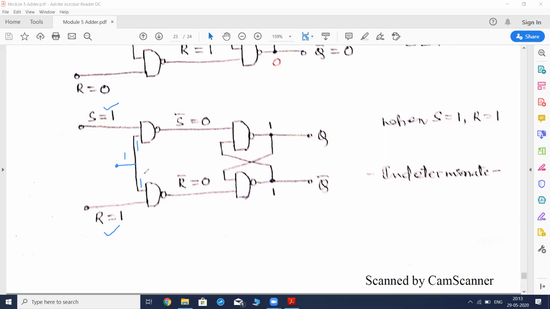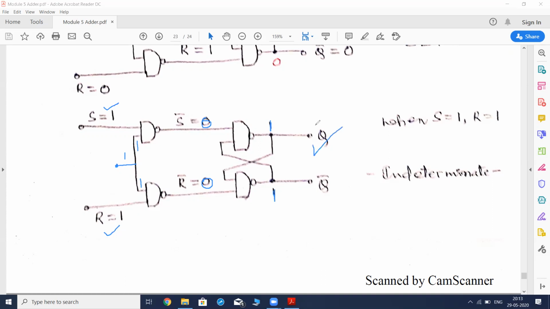So all inputs are ones over here now, right? So when all the inputs are ones, obviously it is here also 0 and here also 0. So when both the inputs to the S bar R bar latch are 0, what is the output? These inputs are going to force both the outputs to be 1. That means here also and here also we are going to get 1.